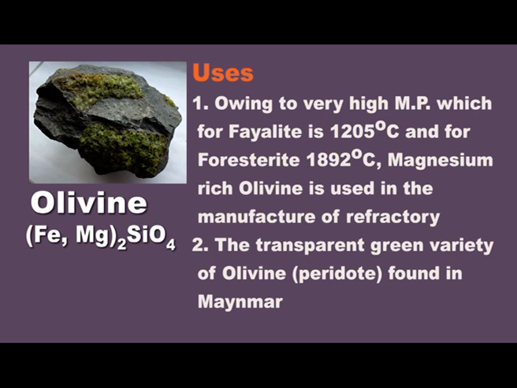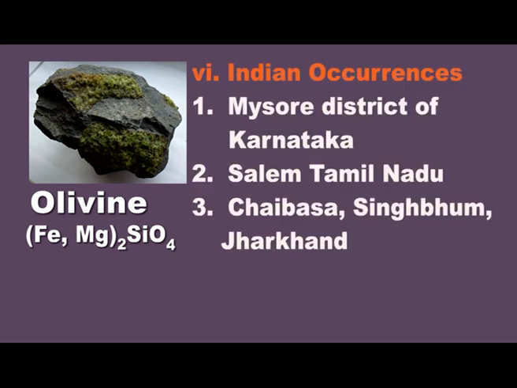Uses: owing to very high melting point, which for fayalite is 1205 degrees centigrade and for forsterite 1892 degrees centigrade, magnesium-rich olivine is used in the manufacture of refractories. The transparent green variety of olivine, peridot, is found in Myanmar. Indian occurrences: Mysore district of Karnataka, Salem in Tamil Nadu, Chaibasa in Singhbhum. Now the next nesosilicate mineral is garnet.